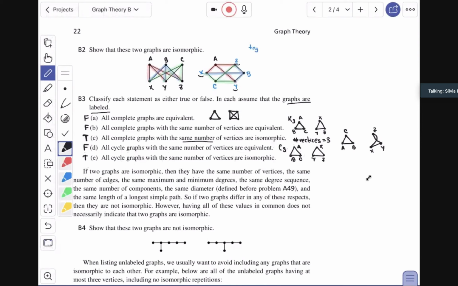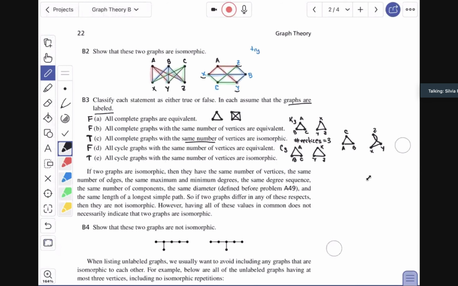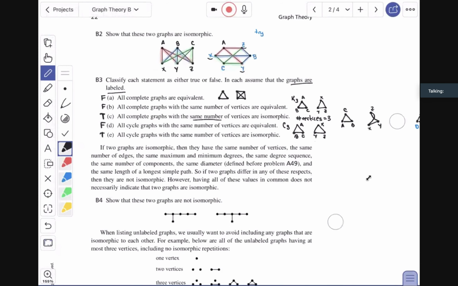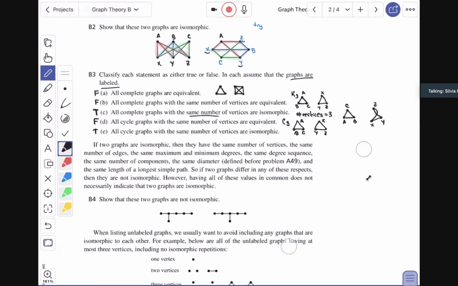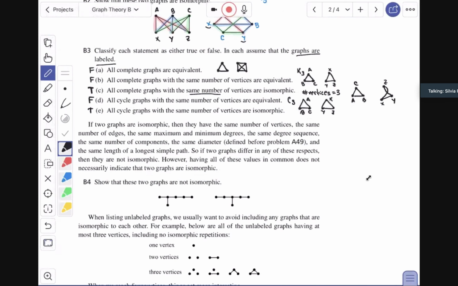Because they can give me just different sets of labels and they won't be equivalent, but isomorphic, they always are. So that's the difference between isomorphic and equivalent. Is there anything different when it says cycle graphs? Yes.